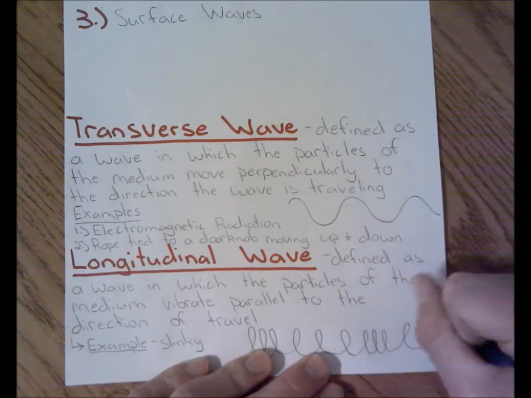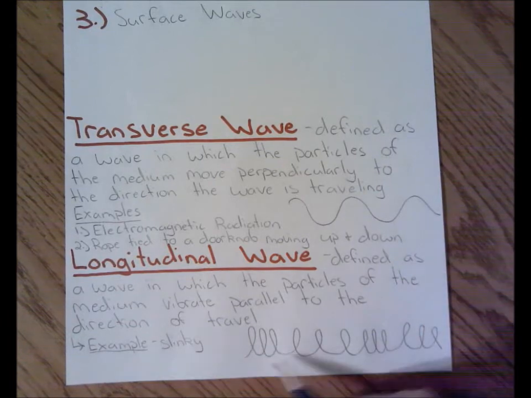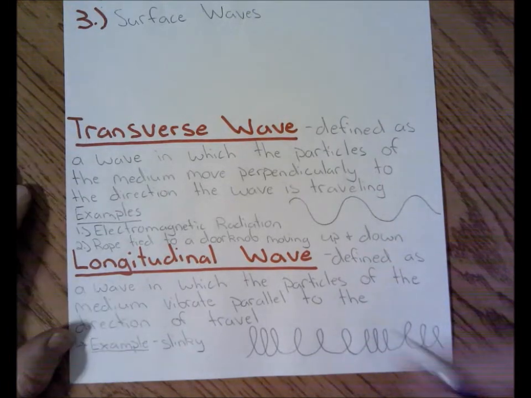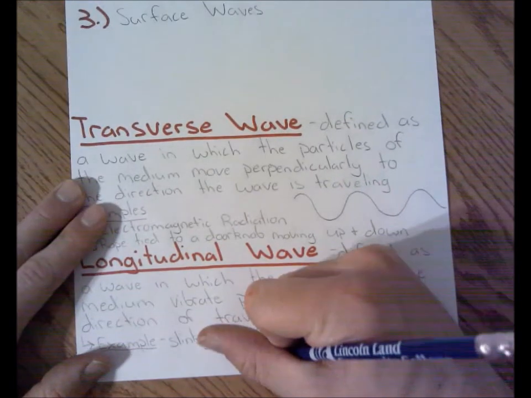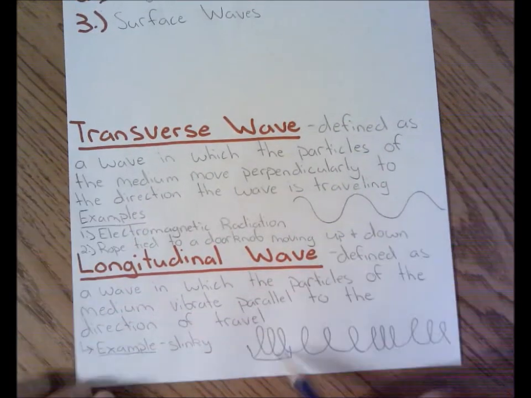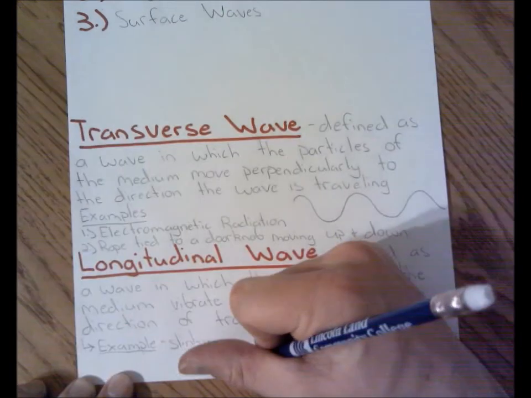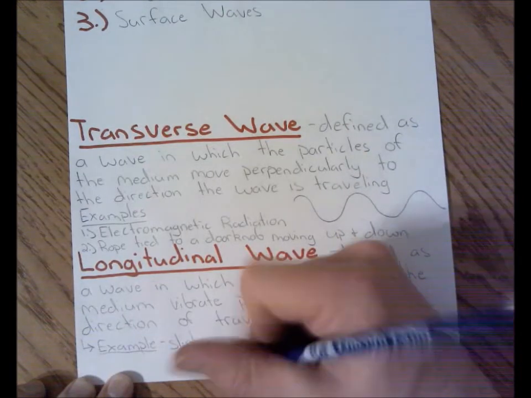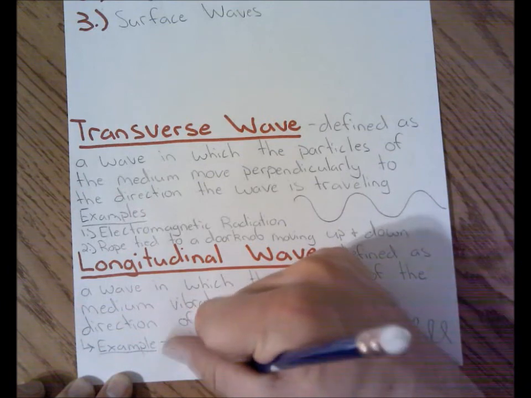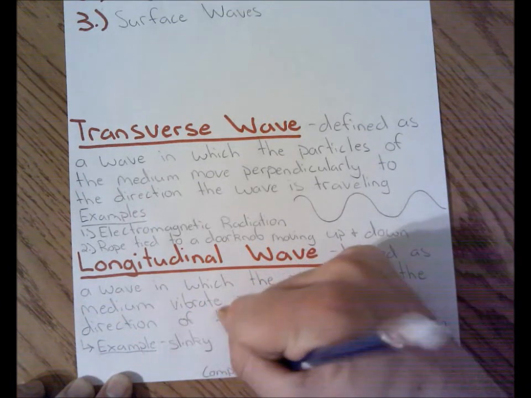Now, one thing I do want to hit here is this portion right here, where the portion of our slinky is squeezed together. This right here is called a compression. And then the portion where that slinky is stretched out is called the rarefaction.